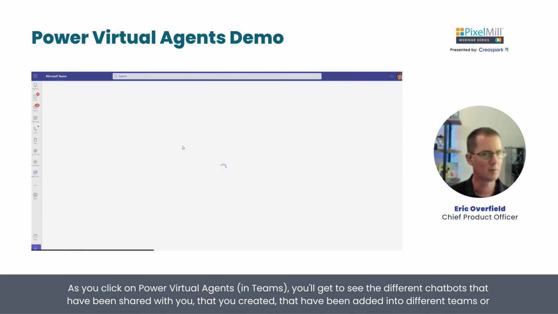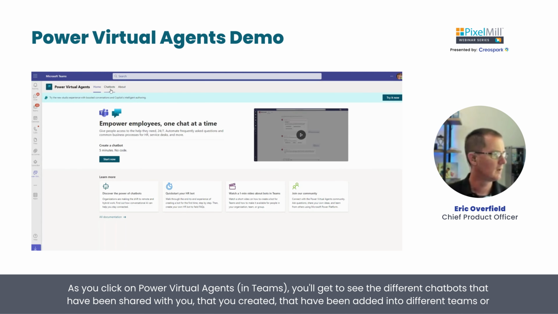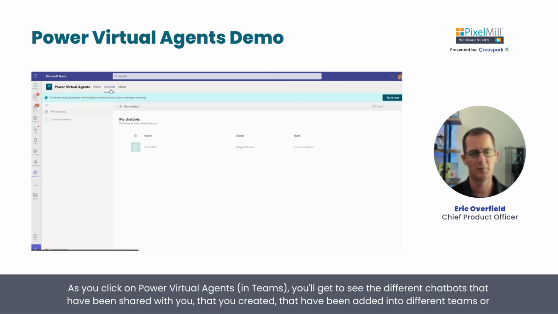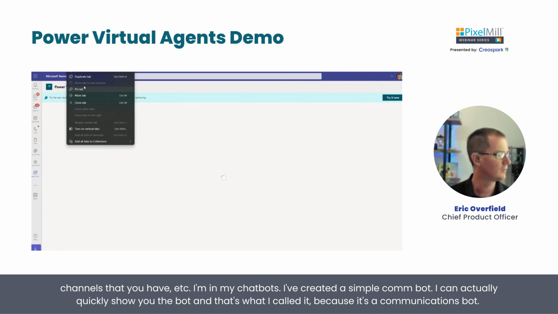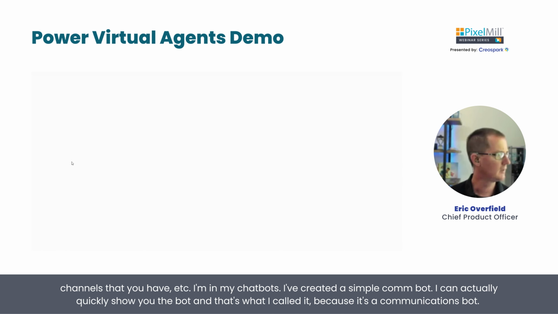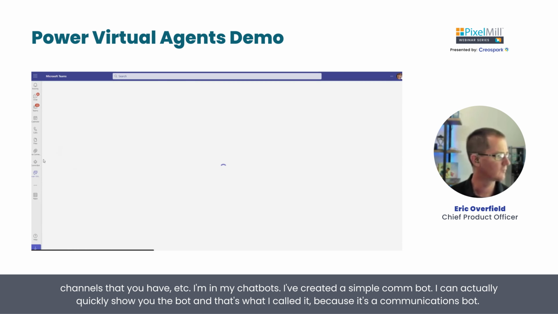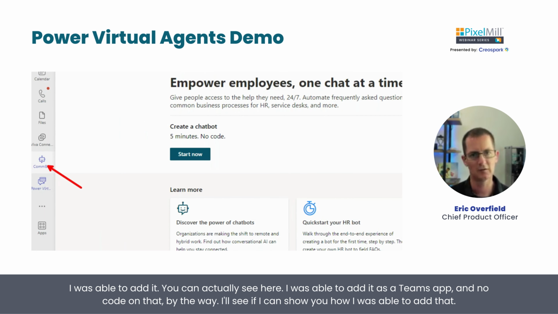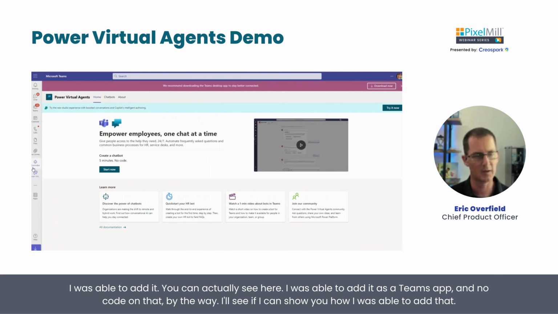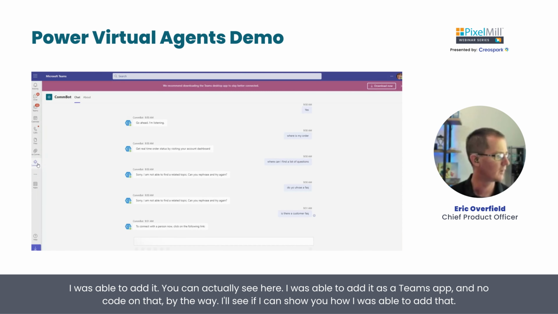But if you click on Power Virtual Agents, you'll get to see the different chatbots that have been shared with you, that you created, that have been added into different teams or channels that you have, etc. I'm in my chatbots. I've created this simple combot. I can actually quickly show you the combot, and this is what I called it because it's a communications bot. I was able to add it. You can actually see here. I was able to add it as a Teams app, and no code on that, by the way. I'll see if I can quickly show you how I was able to add that.